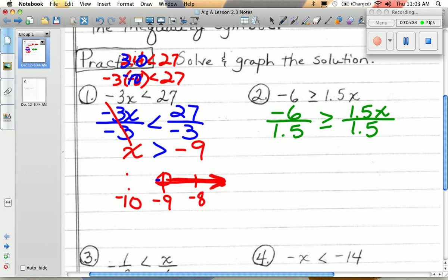What's a negative divided by a positive, first of all? Negative. So we're going to get a negative here. Anybody happen to know how many times there's 1.50 in 6? 4 times. So this is going to be a negative 4, isn't it?